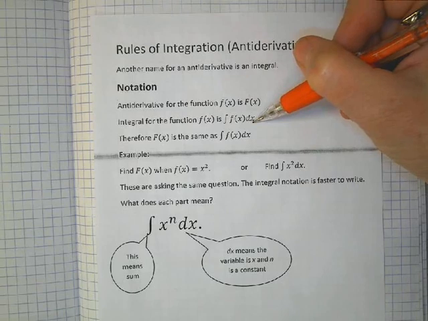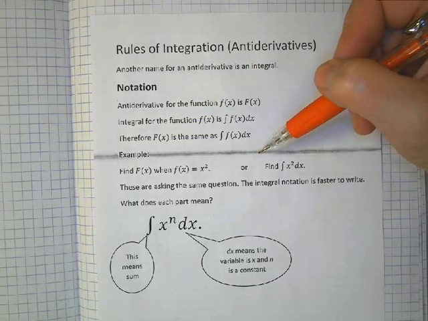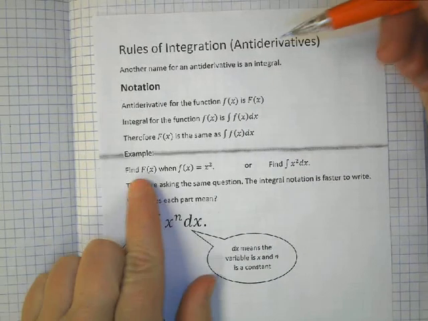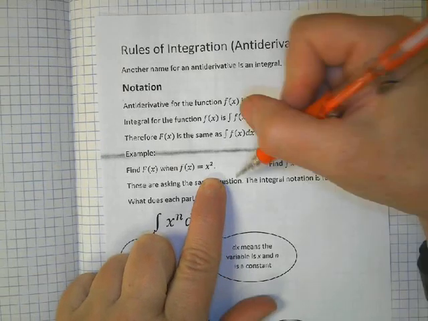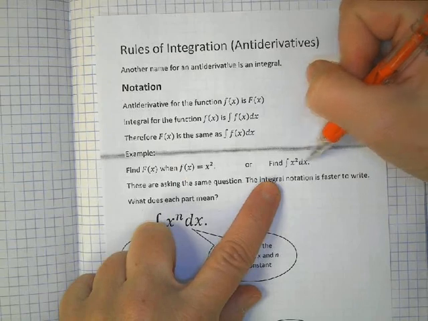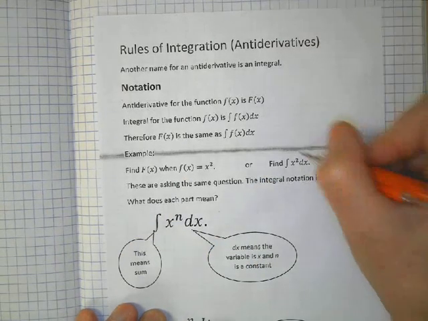So therefore, finding the antiderivative and the integral is the same thing. The way that this question could be written is find F of x when f of x equals x squared. Another way of writing that is find the integral of x squared dx. And I'm going to talk about what dx means. So this is the normal way of writing it.